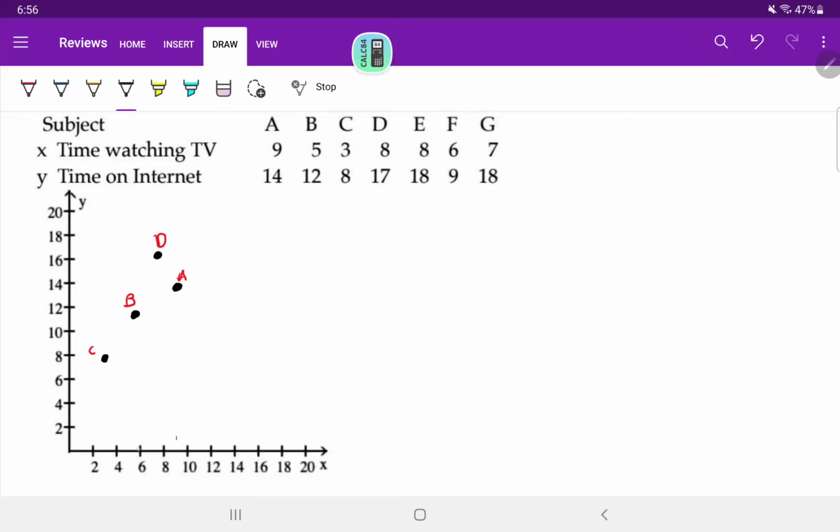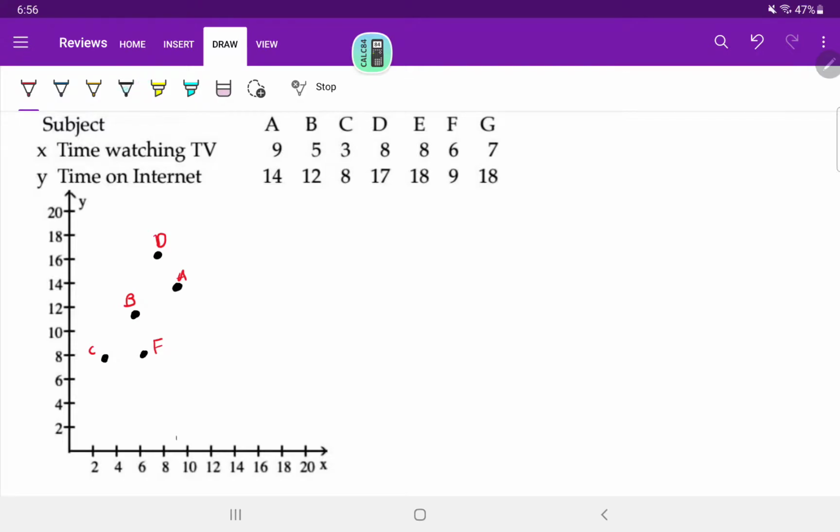6 and 9. That'll be right here. Nope. My hand-eye coordination once again getting the better of me. Subject E. Actually, wait a minute. I did subject F by accident. This is F. 6 and 9 is F. E is 8 and 18 because D is 8 and 17. E is 8 and 18.